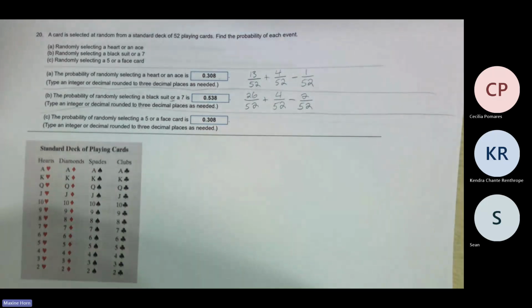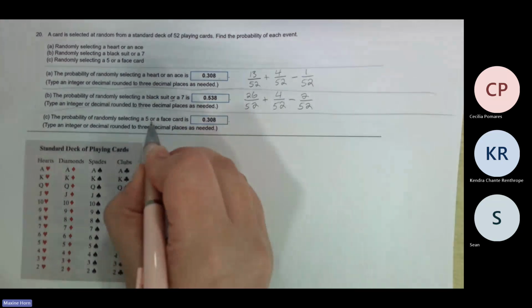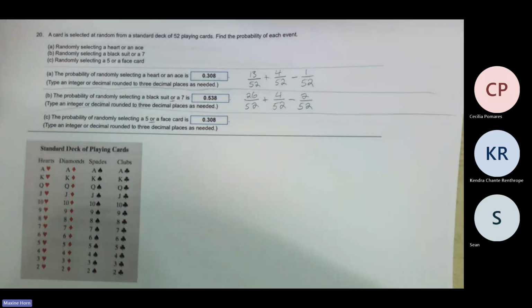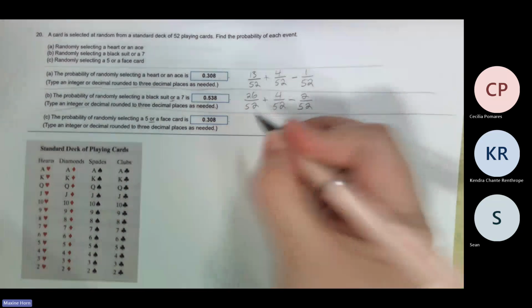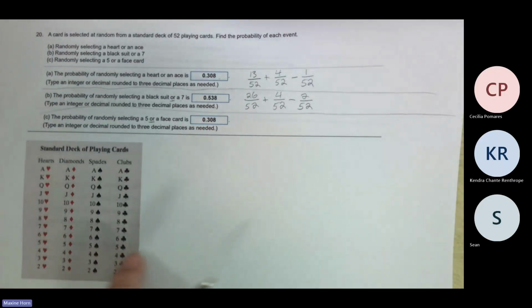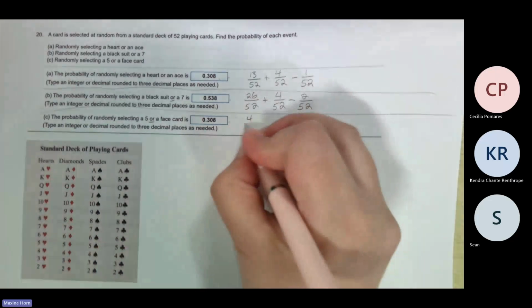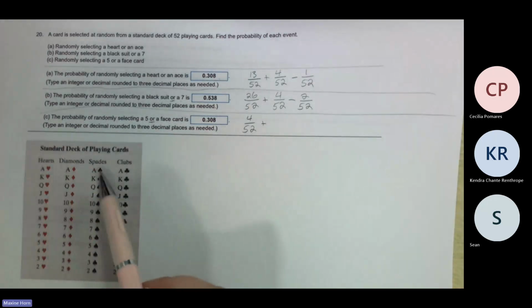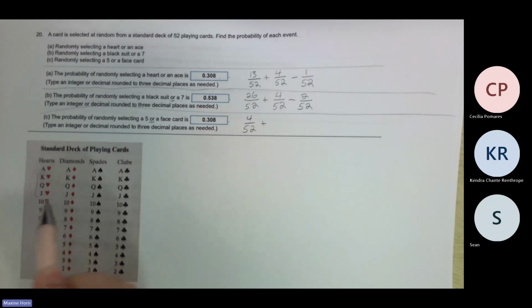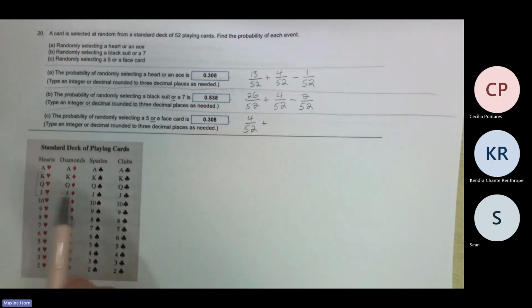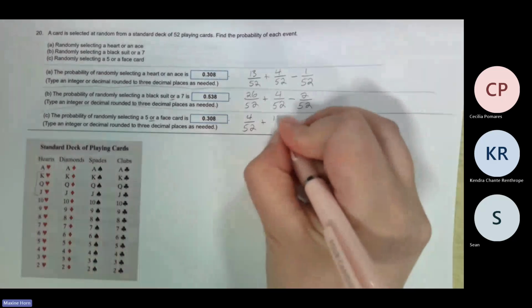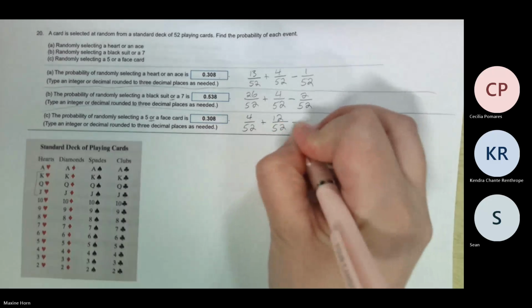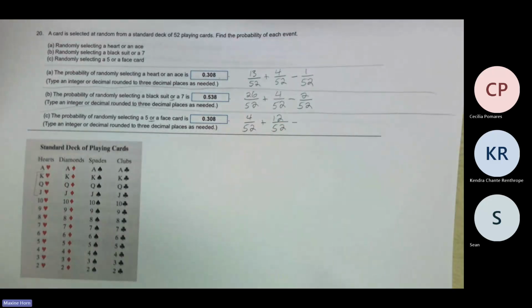Okay. Right, and then the last one, the probability of randomly selecting a 5 or a face card. So we have 5, and there are 4 of those, 4 out of 52. A face card. So again, a reminder, an ace is not considered a face card. It's only the king, queen, and jack that are the face cards. So we have 3, 6, 9, 12 face cards. And then we would subtract where they overlap.